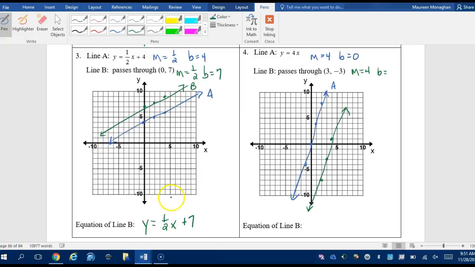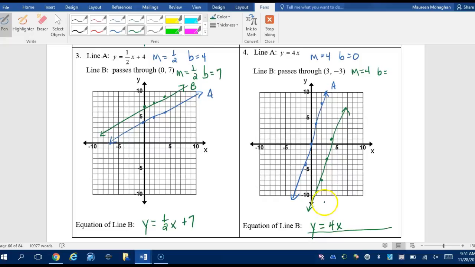All right, how'd you do? y equals half x plus 7. And then did you get these two parallel? Positive slope going uphill. Did you get your equation? That one's kind of tricky, huh? Because where is it going to cross? Well, we know the slope. It's 4x. But we don't know the y-intercept.